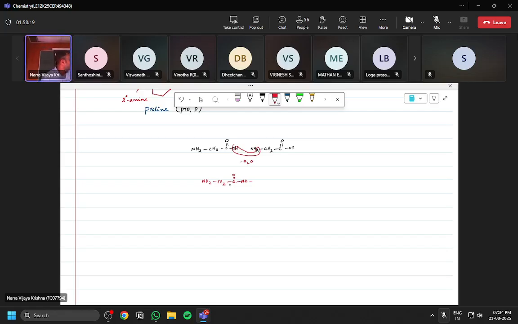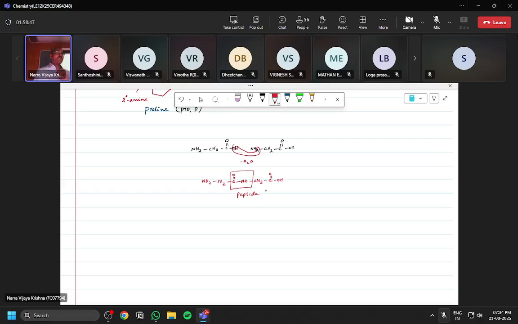CH2, COOH, right? We call this bond a peptide bond. If there is one peptide bond, I require two amino acids, and it is called a dipeptide. So dipeptide means two amino acids forming one peptide bond.